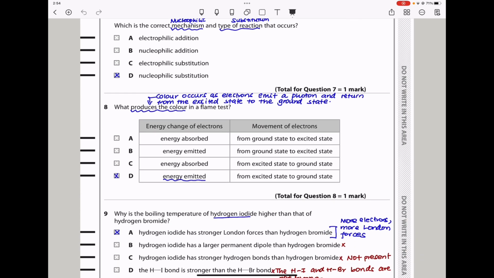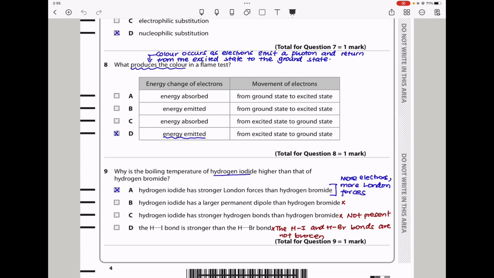In question 8, what produces the color in a flame test? As the metals are heated, the electrons in the atom will transition to a higher energy level. As they return, a photon is going to be released, which corresponds to a specific color. So the energy change of electrons is going to be due to the energy emitted by the electrons and the movement of electrons from excited state to ground state. So when they are coming from excited state to ground state, energy is emitted, so the answer is going to be D.